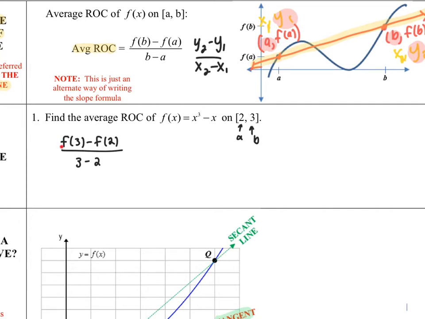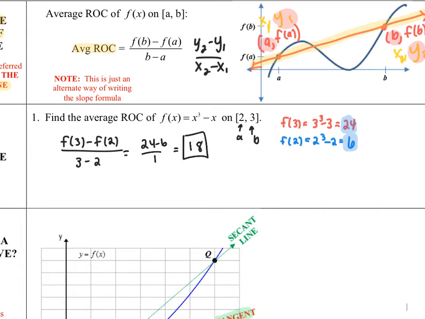And now I have to calculate what f of 3 is, and I'm going to go off to the side and do that. So my f of 3 value is this 24, and my f of 2 value is this 6, and I'm just going to pull them into this problem, and it becomes 24 minus 6 over 1, and I get 18 as my final answer.